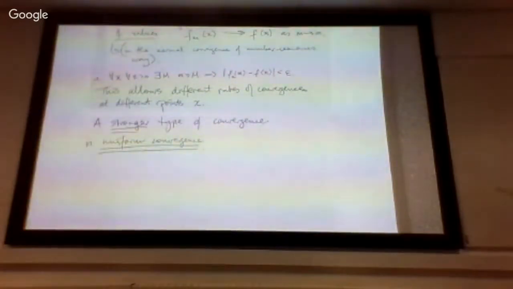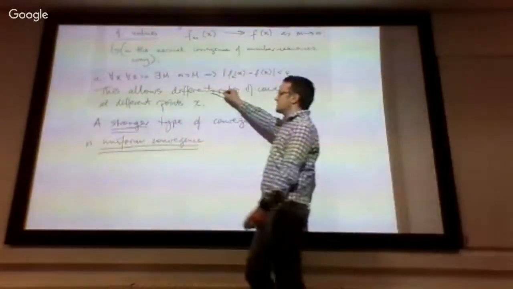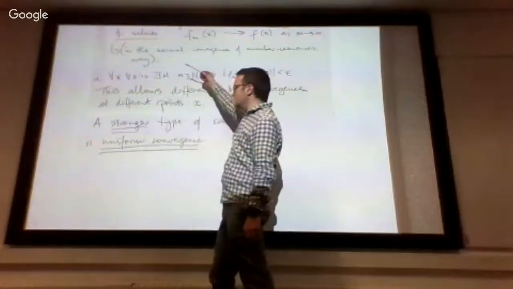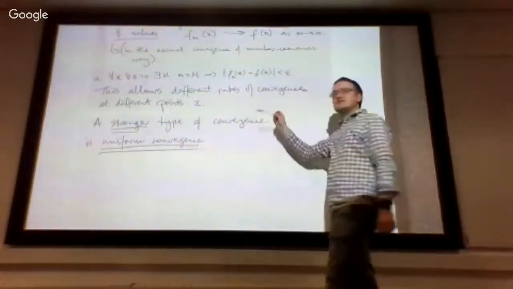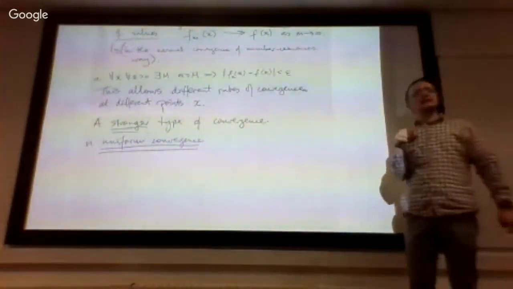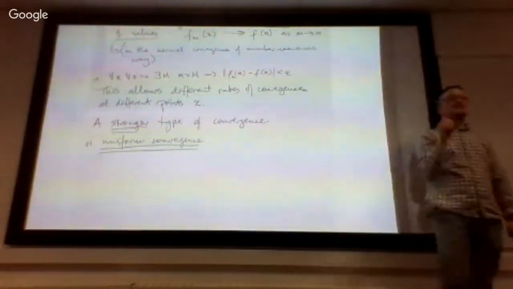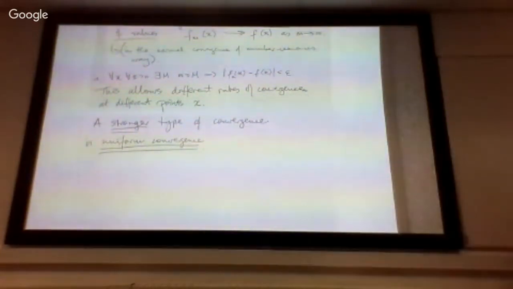Now this is where we change this statement here. So the pointwise convergence allows different rates of convergence at different points x. Now we're going to get rid of that. We're going to insist that there's one overall uniform rate of convergence that's observed. Okay? We all go to Liverpool at the same speed, all of us together, because we're all in the same domain. Okay? So this is called uniform convergence.